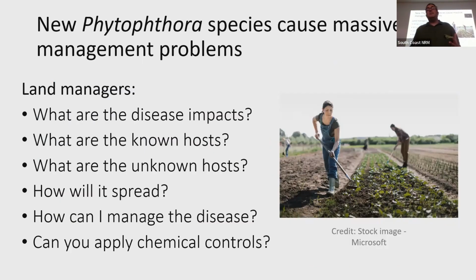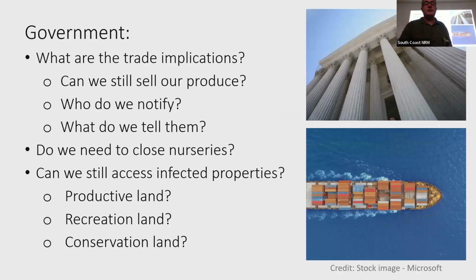So new Phytophthora species can cause massive management problems for land managers. So imagine if you're a farmer. What are the disease impacts? What are the known hosts? What are the unknown hosts? How does it spread? How can I manage the disease? Can you use chemical controls? Some chemicals you need to know the species before you can apply them. So these are some really serious management challenges.